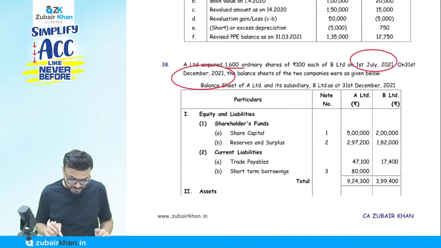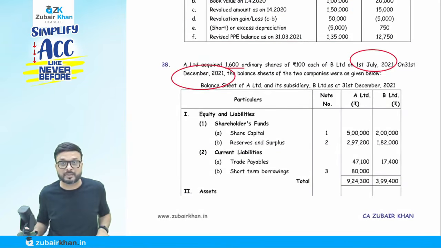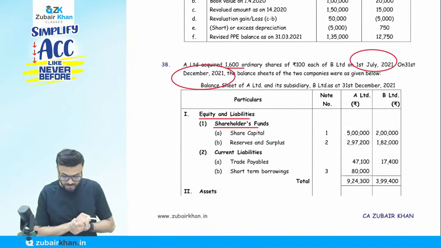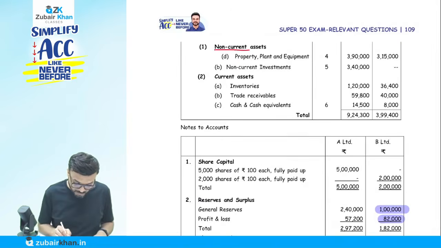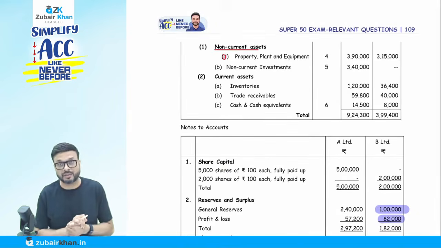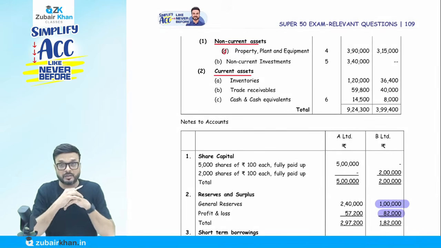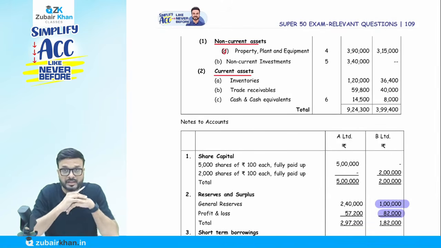Then they have given the balance sheets of both the companies. Equity and liabilities, shareholders' funds, share capital, note 1, 5 lakh, 2 lakh. Reserve and surplus, note 2, 2 lakh 97,200, 1 lakh 82,000. Current liabilities, trade payable, 47,100, 17,400. Short term borrowing, note 3, 80,000, dash. Then non-current assets, PP, note 4, 3 lakh 90,000, 3 lakh 15,000. Then non-current investment, note 5, 3 lakh 40,000.